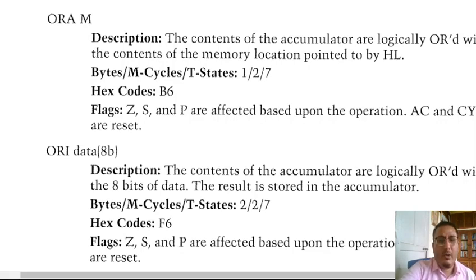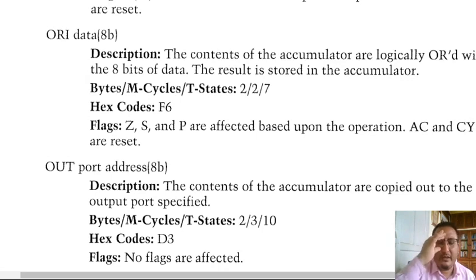Now ORI data. Now ORI instruction is capable of performing logical OR between the 8-bit data and the content of the accumulator, and the result is stored in the accumulator. Now it requires 2 bytes, 2 machine cycles, and 7 T states. Now, hex code is F6. Now, flags, sign flag, zero flag, and parity flags are affected by the result of the operation, whereas auxiliary carry and carry flags are reset.